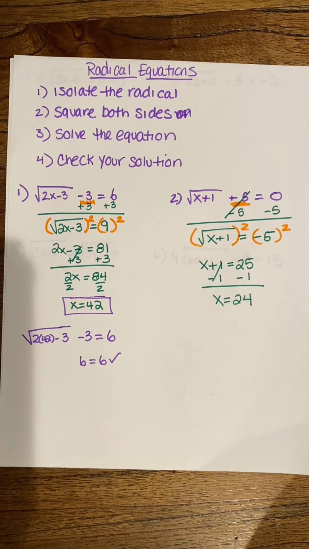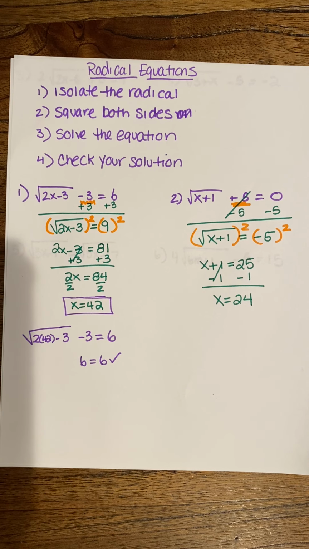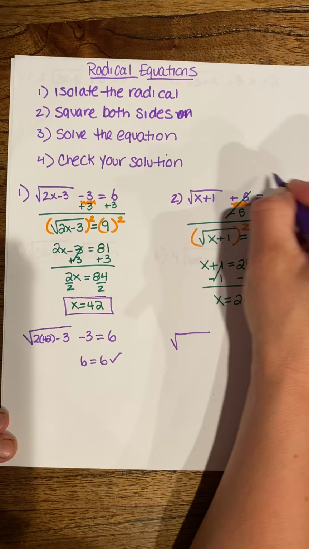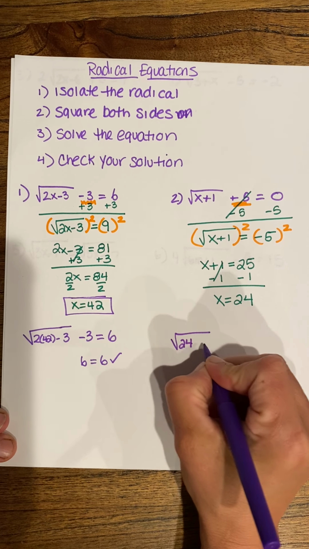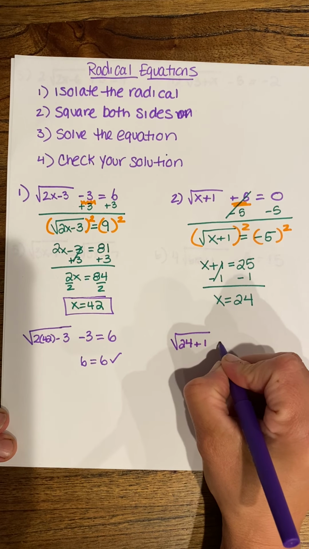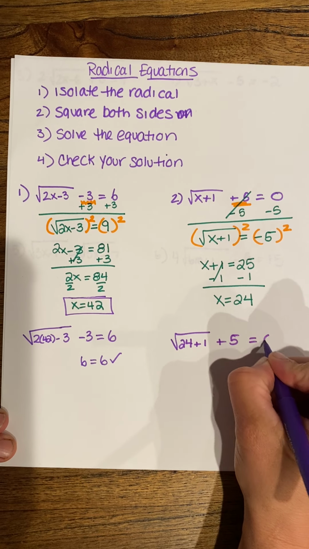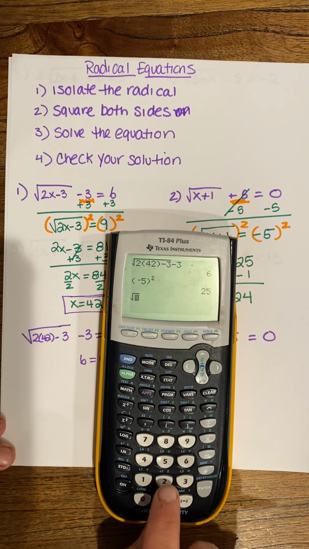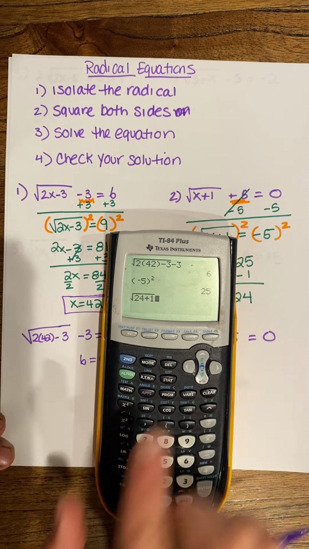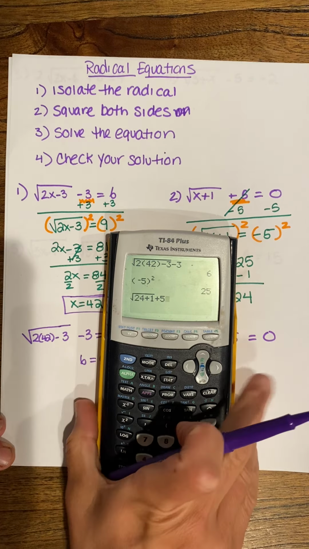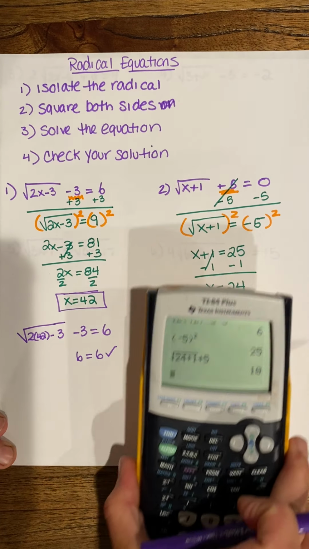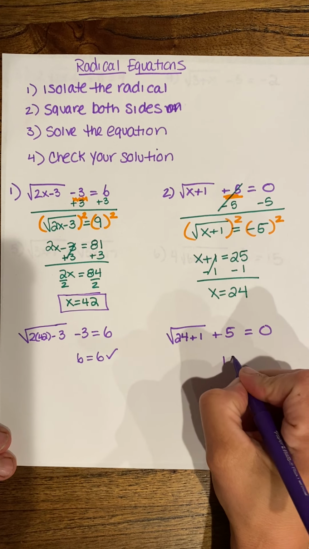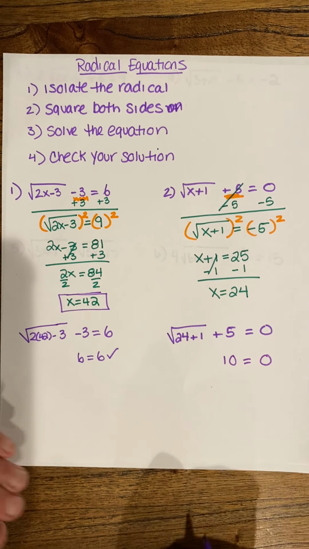Okay, so again, I am not going to box it up until I go ahead and do a check. So here, I'm going to go back up to the original. I'm going to put in 24 for x. Okay, and then I'm going to type this left side into my calculator. So I have 24 plus 1 in the rad. The plus 5 is after the rad. And I'm supposed to get 0. Do you see I do not get 0? So on this side, I get 10. On this side, I have 0.